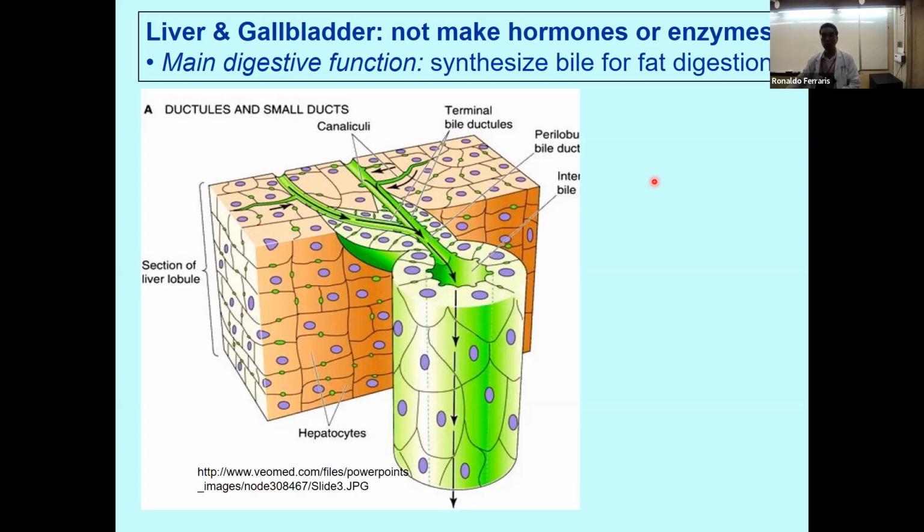And so here we begin with the liver. So these are your hepatocytes, and they secrete bile. And this is represented by this green fluid.